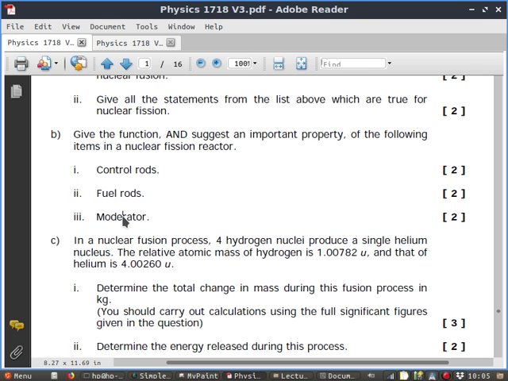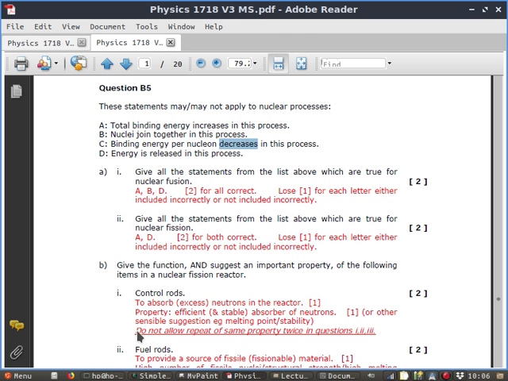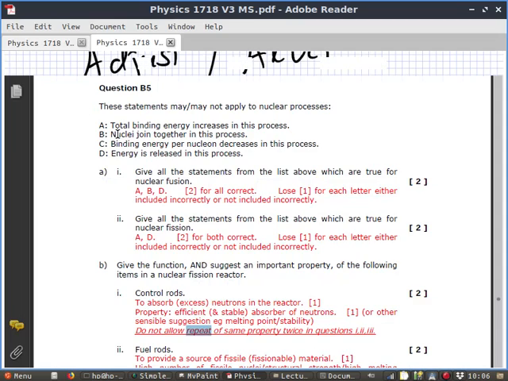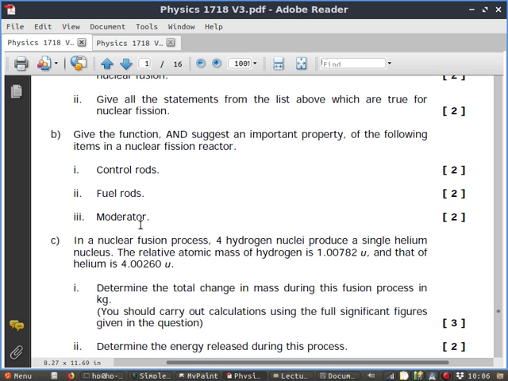And what about the moderator? A property. What do you think? Any ideas? Well, it's kind of the same as the control rod, isn't it? But the problem is, in the marking scheme, they say, do not allow repeat. Okay, so you can't use the same reason twice. So we need to think of something that's a little bit different between this and this.